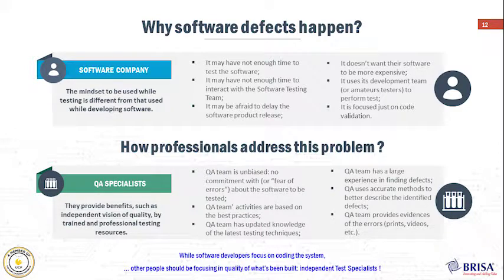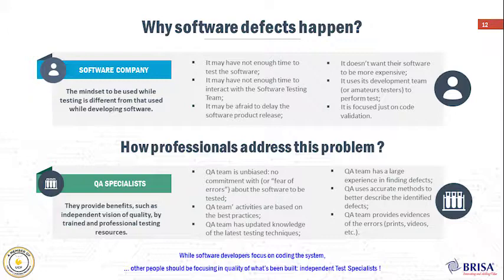But how do professionals address these problems? First, the QA team is unbiased. They don't care about finding defects. They will try to find as many as they can. Also, their activities are based on best practices. They know the best testing techniques to be applied and also the best activities for that specific scenario.